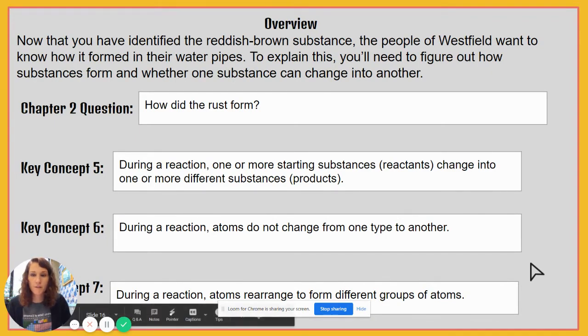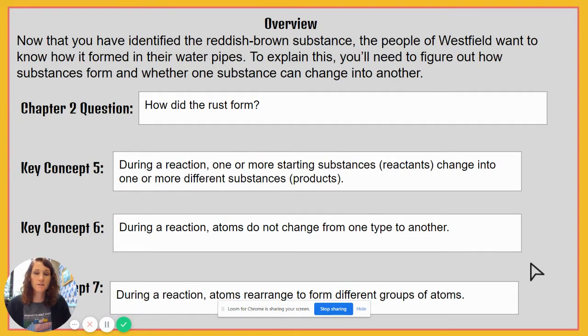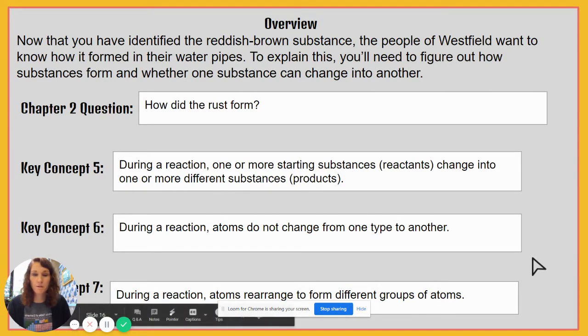So key concept 5 is that during a reaction, one or more starting substances, which we call reactants, change into one or more different substances, which we call products. So that's a key concept that we're going to convey in our writing today. Key concept 6 is that during a reaction, atoms do not change from one type to another. And key concept 7 is that during a reaction, atoms rearrange to form different groups of atoms. So that is another important key concept that we want to convey in our writing, 5 and 7.